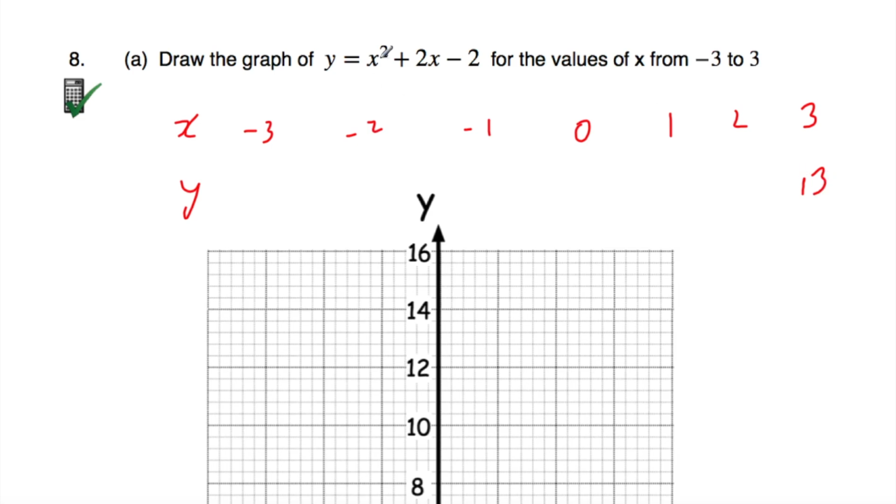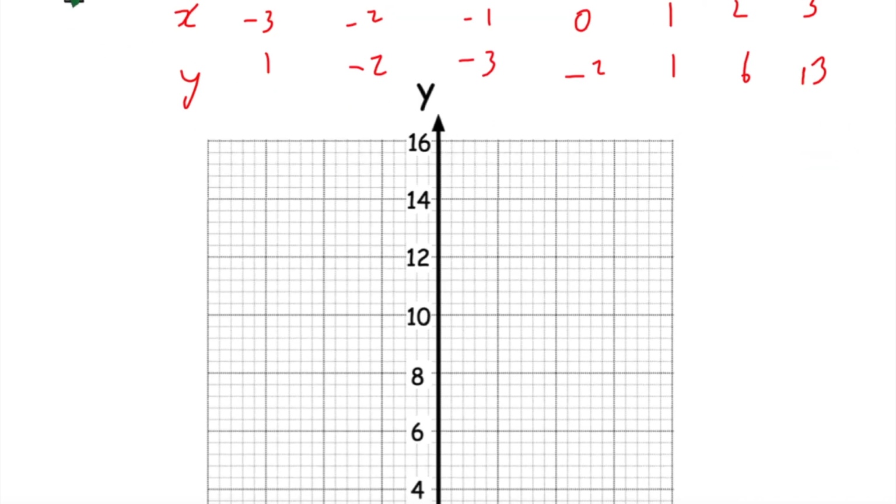And let's just check that. 3 squared is 9, plus 6 is equal to 15, take away 2 is 13. 2 squared is 4, plus another 4 is 8, take away 2 is 6, and so on. So 1, negative 2, negative 3, negative 2, and that's fantastic. You can see then there's a pattern forming. The next one then would be 1.